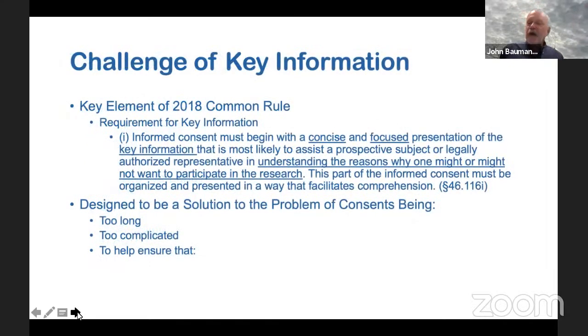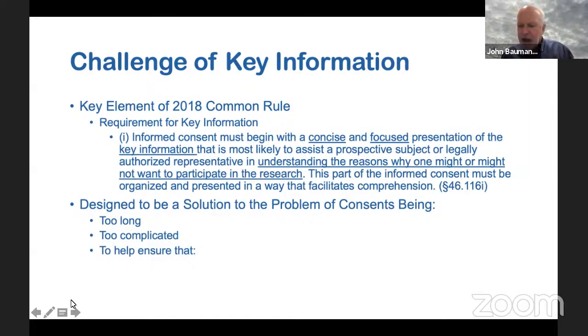So again, I don't know how long we're going to call it the new Common Rule because it's already a couple of years old, but maybe it's like a new employee, you get a honeymoon for a period of time, and this time we'll call it for a little bit longer. But as everyone probably knows, a key element of the new Common Rule was the requirement for key information to be added, a summary of the important stuff, a concise and focused presentation of the key information. It really was designed to be a solution to the problem of consents being way too long, way too complicated, and to help ensure that certain things don't happen.